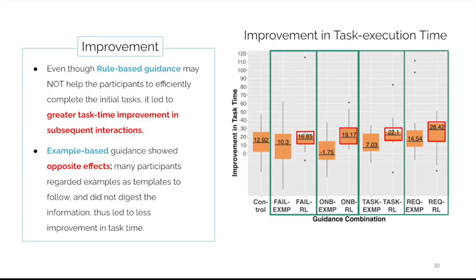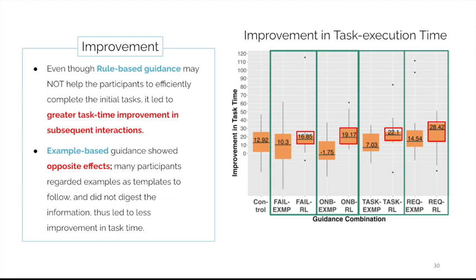One aspect of improvement is task execution time. In this figure, a positive value means improvement in time, whereas negative values mean deterioration in time. We observed that all 4 rule groups had greater improvement in task time. In other words, rule-based guidance may not help the participants to efficiently complete the task at first, but it led to greater task time improvement in the following interactions.